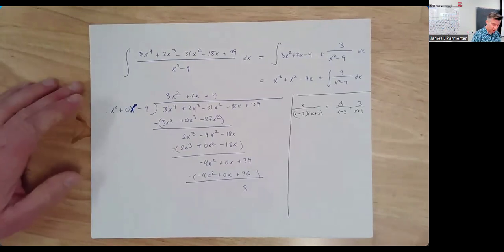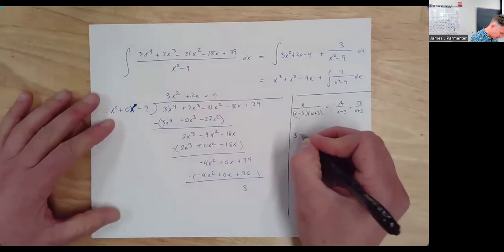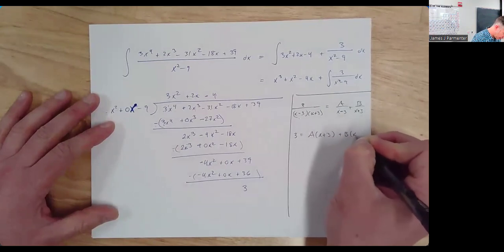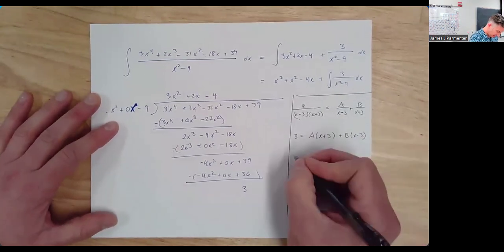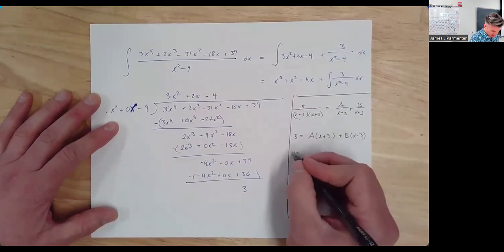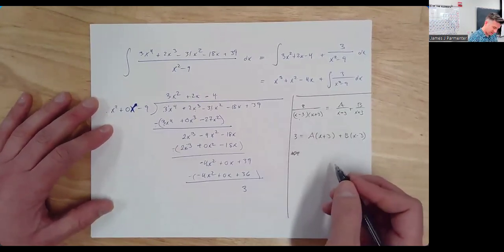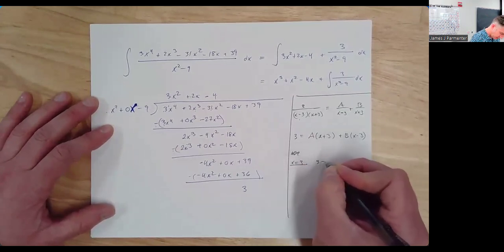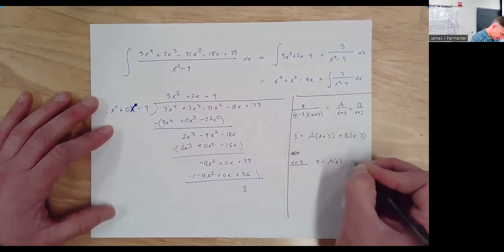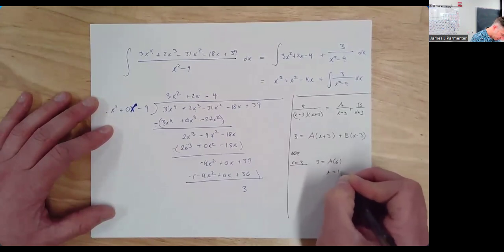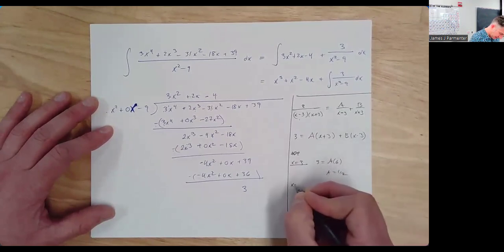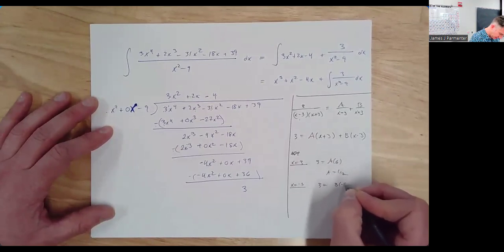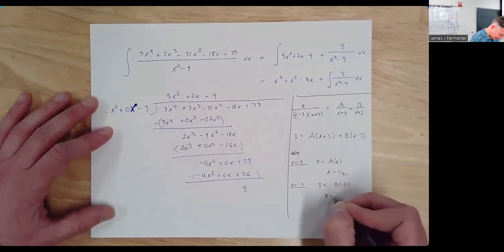Multiply both sides by the common denominator. We get 3 equal to A times (x plus 3) plus B times (x minus 3). I'm going to do it the way I normally would. Plug in x equal to 3. You get 3 equal to A times 6. So A is equal to 1/2. Plug in x equal to negative 3. You get 3 equal to B times negative 6. So B is equal to negative 1/2.